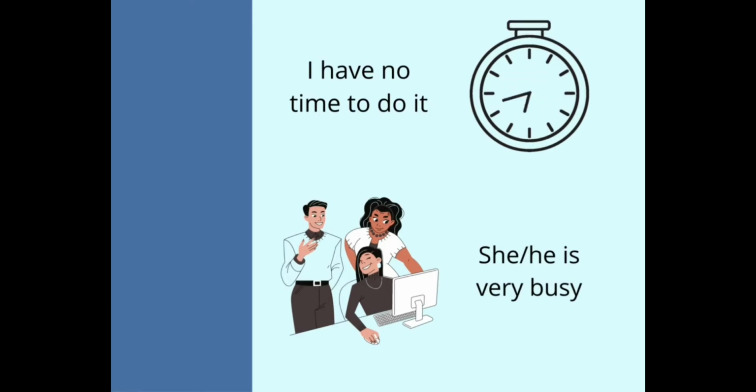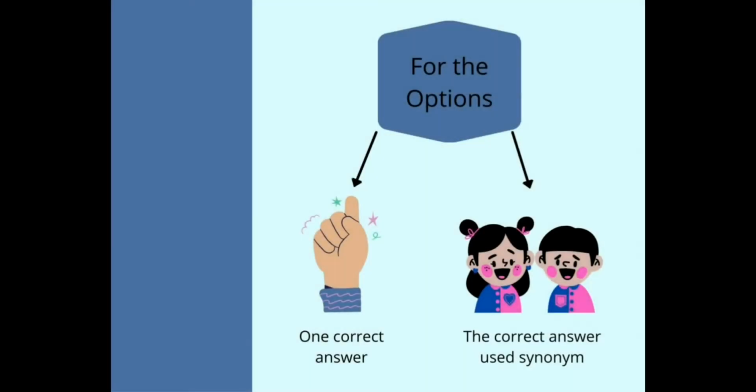For example, "I have no time to do it." The synonym is she or he is very busy. It can be concluded that the person has no free time. For the options, there is only one correct answer among four logical answers. And as I told before, the correct answer is usually written with a synonym.